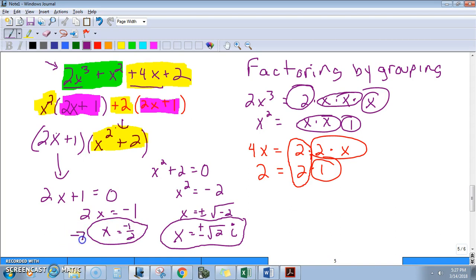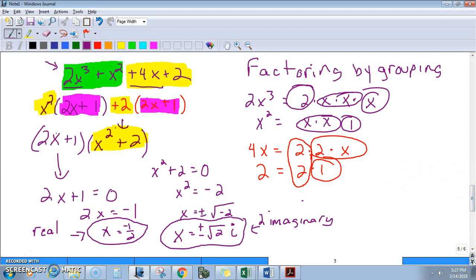So this part right here is our real answer, and these two are our two imaginary answers. Okay. I am not sure if the one on the test is going to have imaginary answers or not, but I know you can do it.